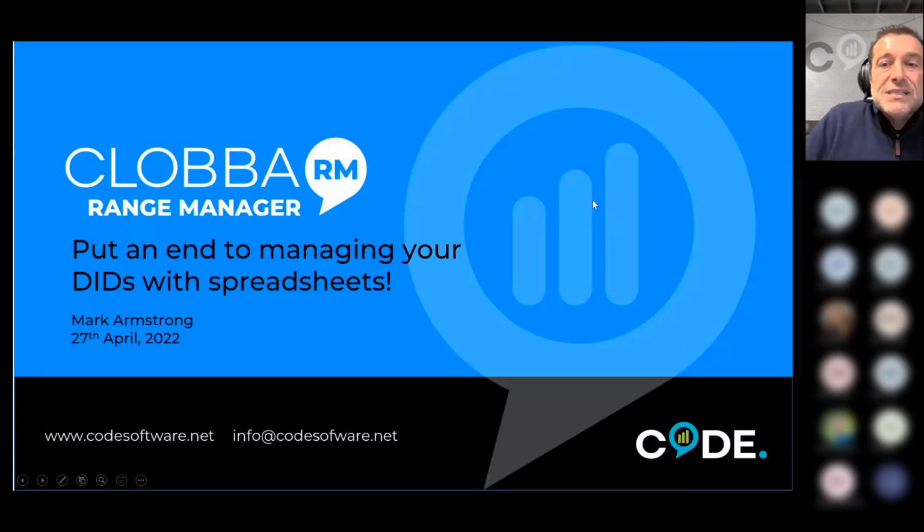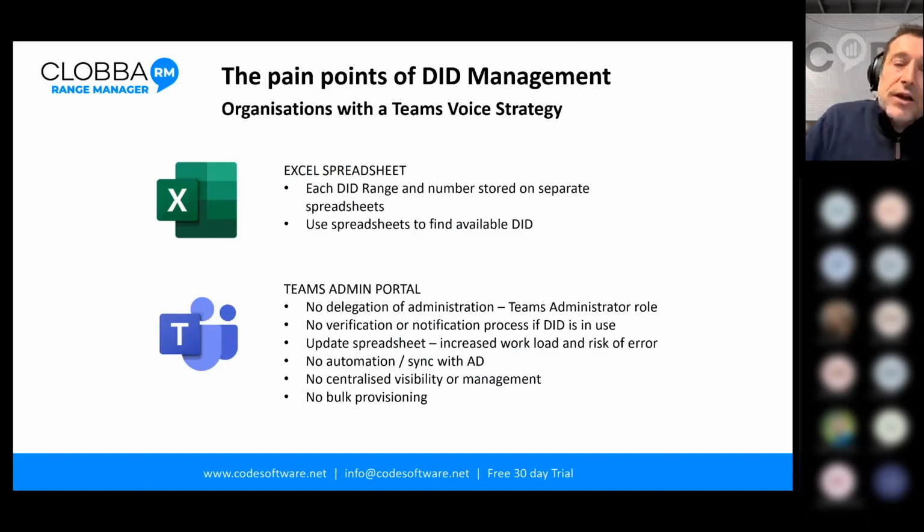Okay, good stuff. So the session today will effectively look at the kind of issues that are facing or associated with, I suppose, organisations that are currently managing their DDI or DID ranges via spreadsheet, and of course that goes hand in hand with the Teams admin portal. So it's really positioned for organisations with a current Teams voice strategy, or maybe looking to move to a Teams voice strategy, but need those processes in place to really streamline and have an efficient process in place for that management of DIDs.